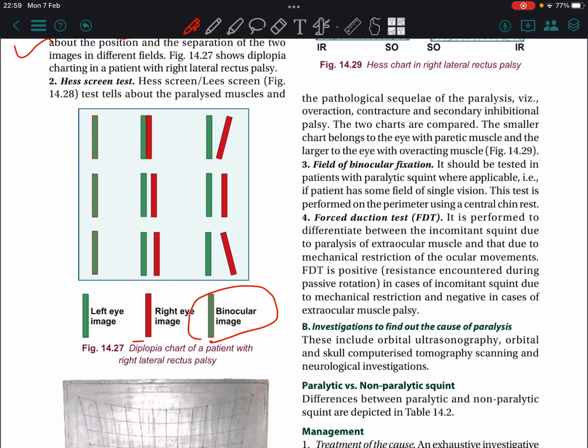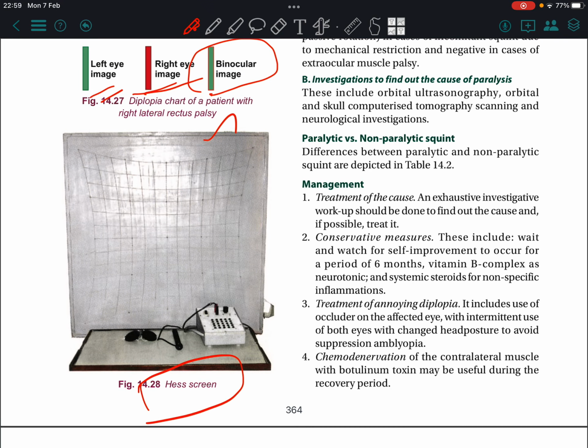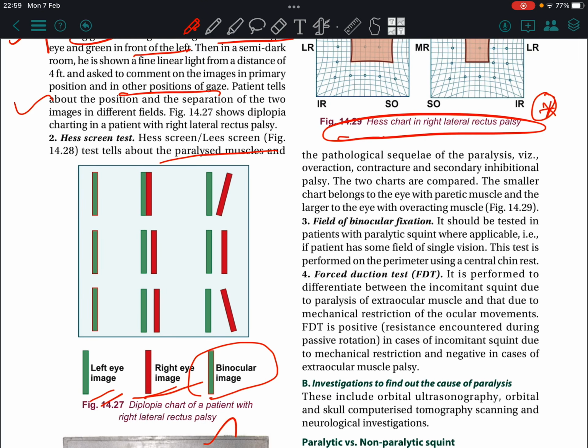Binocular image, right image, left image. Diplopia chart of a patient with right lateral rectus palsy. His screen test tells about the paralyzed muscle and his chart in right lateral rectus palsy. The pathological sequelae of paralysis are overaction, contracture, and secondary inhibition palsy. The two charts are compared.